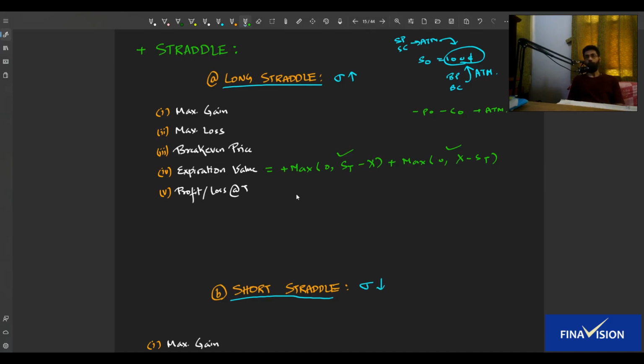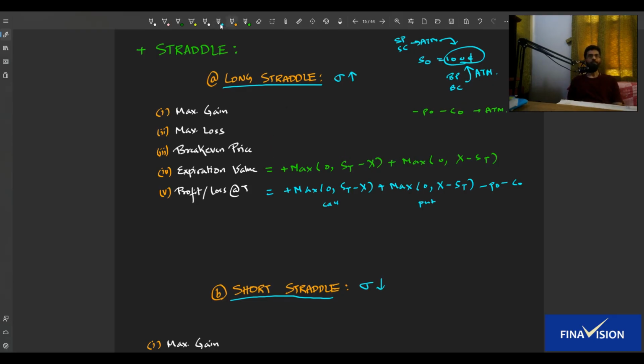Now what is the profit and loss? The profit and loss is the expiration value adjusted for the initial cash flow. So this is equal to max of 0, ST minus X, plus max of 0, X minus ST. Remember, the first one is for the call and the second one is for the put, minus P0 minus C0, right? These are the initial premium payments. This is the profit and loss at expiry.